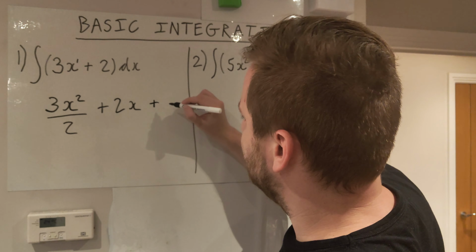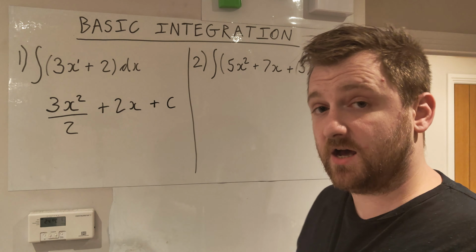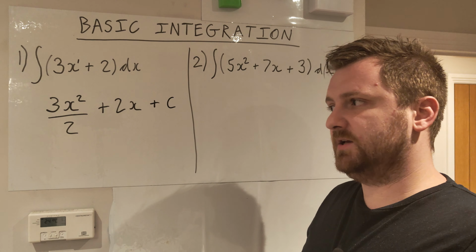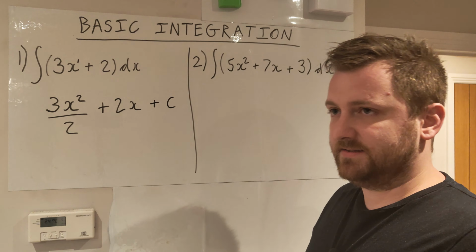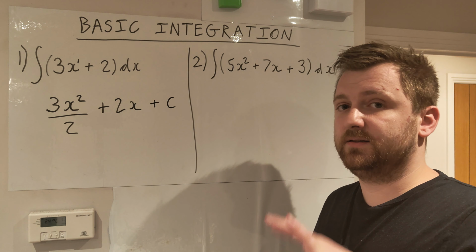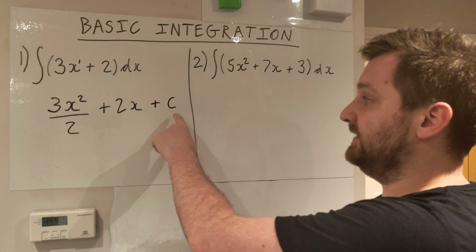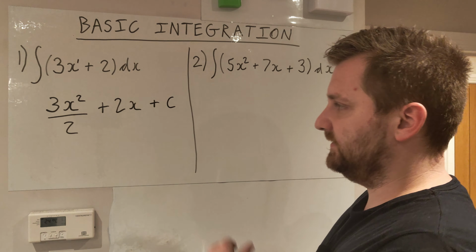And last but not least, you have to remember to put a plus c. So c is an unknown constant. A constant is exactly like it sounds. It could be a 7, it could be a 2.3. It's a constant number that doesn't change, and it could be 0 even.